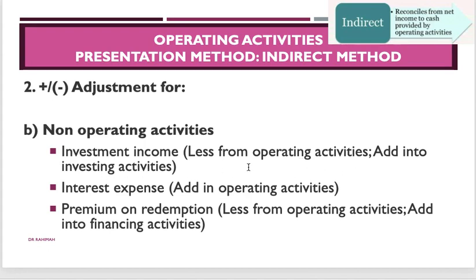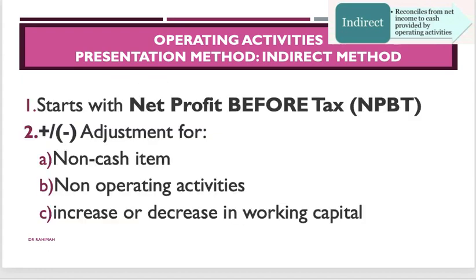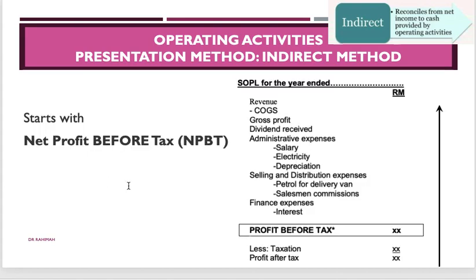That means this item will appear twice in your cash flow, right? For interest expenses, you add it in the operating expenses, but then you will minus. Let me show you. When you prepare your published account, remember in your SOPL you deduct the finance expenses, and this finance expense is referring to interest expenses, not interest paid. So when you do the cash flow indirect method, we have to adjust this interest expenses because it includes accruals or prepayments.